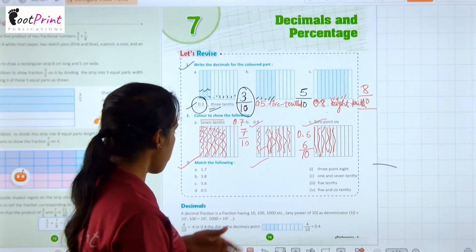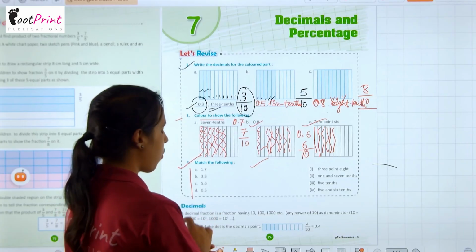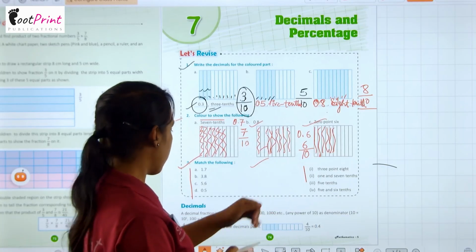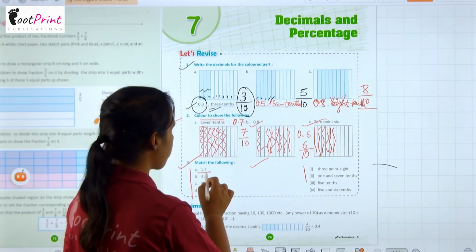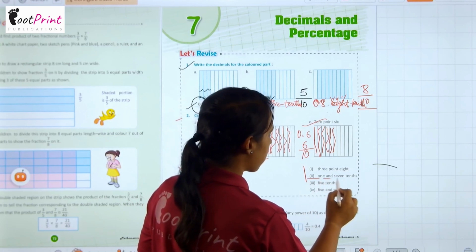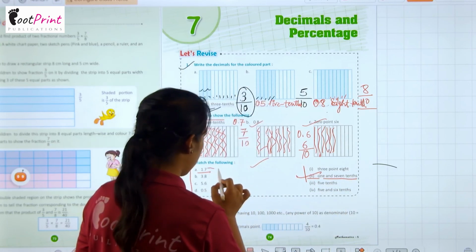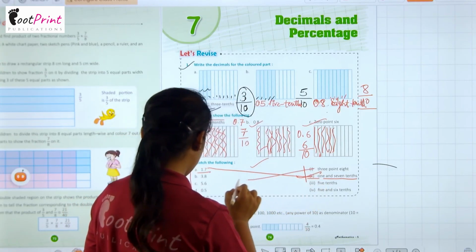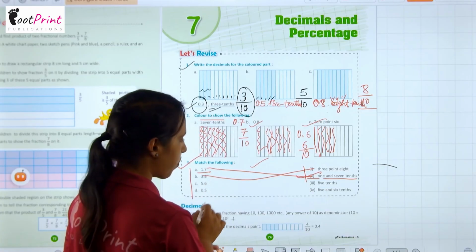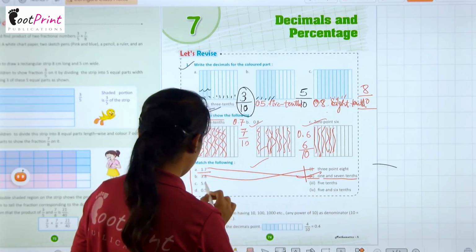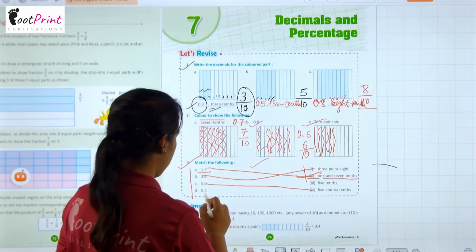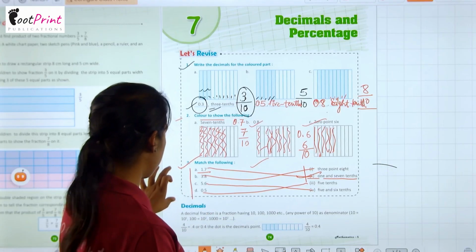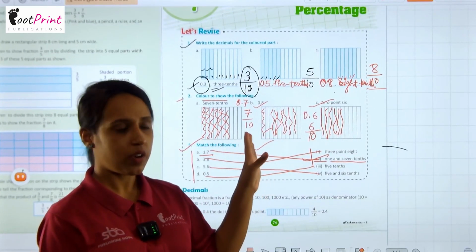Now question number 3, match the following. Here some decimal forms are given and here the words are given. So we have to match them. Here 1.7. So 1 and 7 tenths we can say. So A will be matched with 2. 3.8 matches with this. 5.6. So here is 5 and 6 tenths. So C will be matched with 4th. And 0.5 we say 5 tenths. So it is matched with this. So this is our revision section.